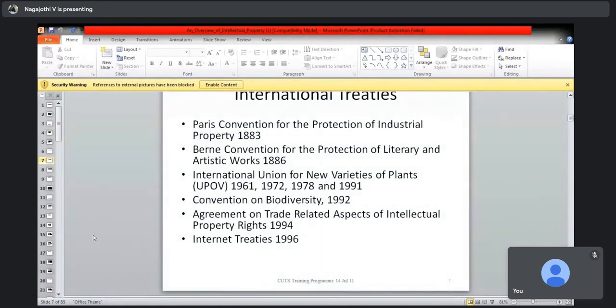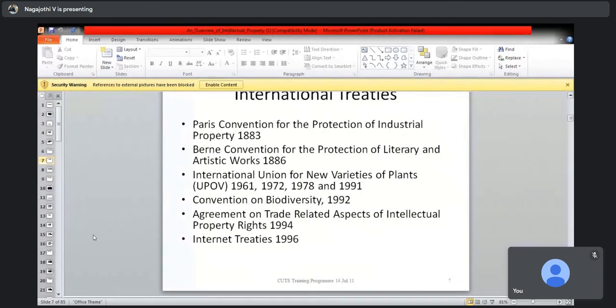Then the International Union for the New Varieties of Plants, 1961, 1972, 1978, 1991. And as far as India is concerned, very recently, in 2002, we have a separate IPR for New Varieties of Plants. Then the Convention on Biodiversity, 1992. Then the agreement on trade-related aspects of intellectual property rights.